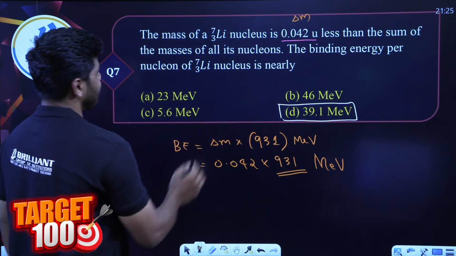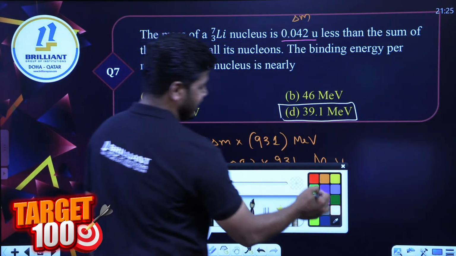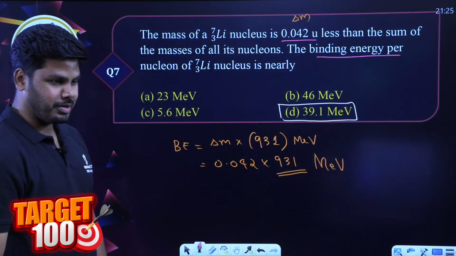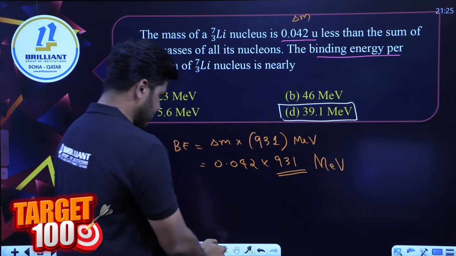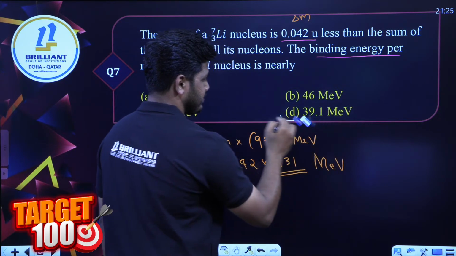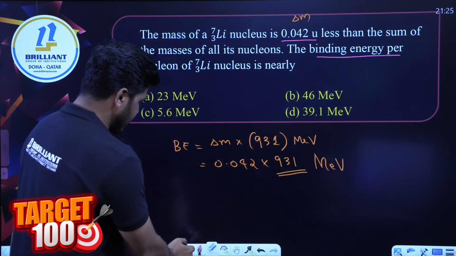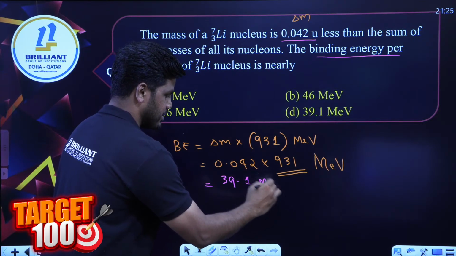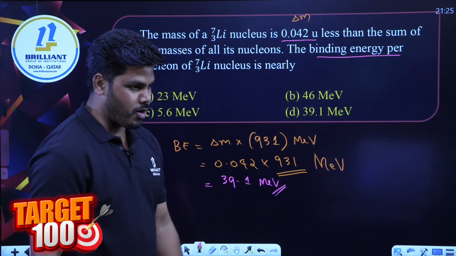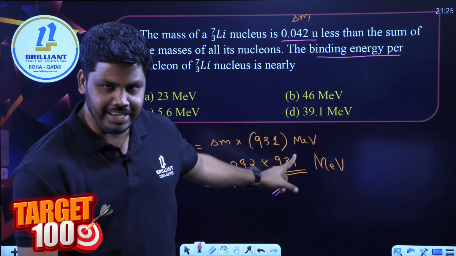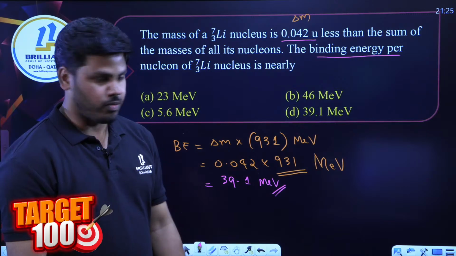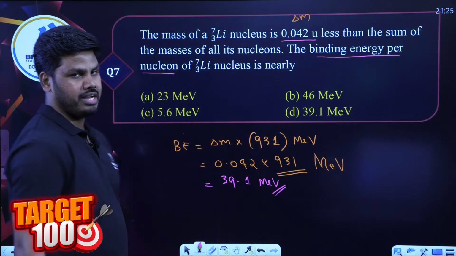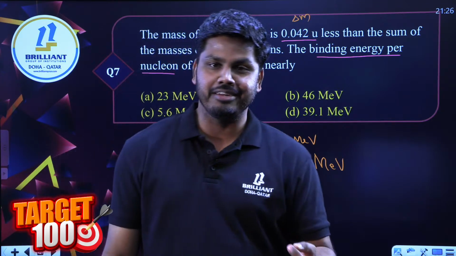You are asked to calculate binding energy per nucleon. Binding energy per nucleon is to be calculated, not the total binding energy. If you multiply these two, you will get 39.1 MeV. Going back to the options, option D is 39.1 MeV, but you have to calculate binding energy per nucleon. That is your final answer. What do you mean by binding energy per nucleon?